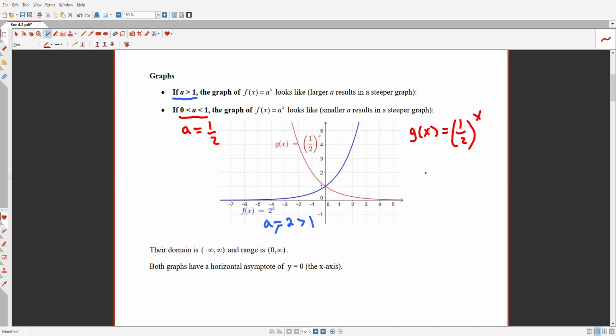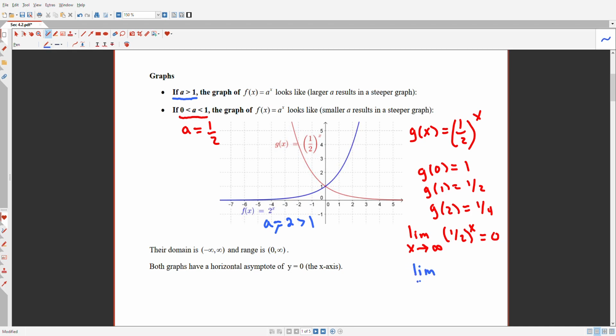If I plug in x equals 0, I get g of 0 equals 1. If I plug in x equals 1, I get a smaller number, 1/2. And if I plug in x equals 2, I get 1/2 times 1/2, so an even smaller number, 1/4. So as x gets big, for this function 1/2 to the x goes to 0. It falls down. On the other hand, our blue graph clearly shows us that when x gets big, 2 to the x will just go up and up and up forever.